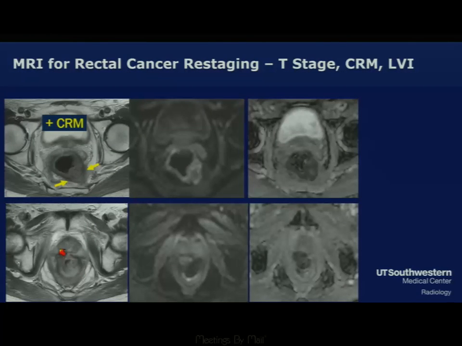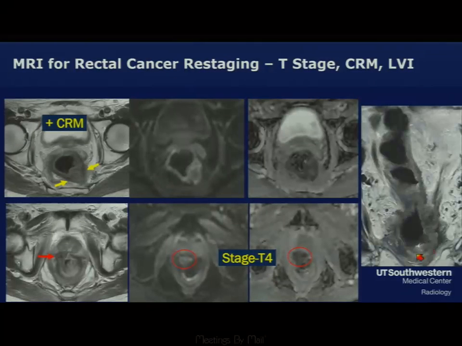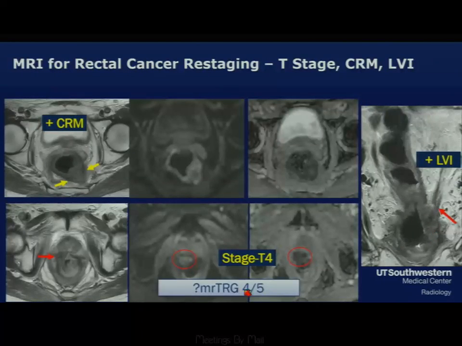Here, it's actually invading the prostate, and you can see that on T2, and it's confirmed on diffusion-weighted images. This is a stage T4 because of involvement of adjacent structures, and on the coronal images, actually, there's lymphovascular invasion. You can see that there is a contiguous tumor signal extending into the vessels. Notice that there's maintained tumor signal, intermediate signal intensity, largely maintained on T2. This is an MR-TRG 4 or 5, really doesn't matter. Point is, this is predominantly residual viable tumor, and the patient, unfortunately, would do poorly.